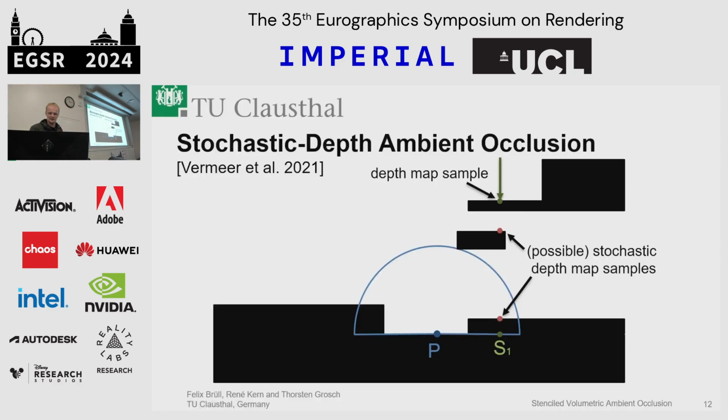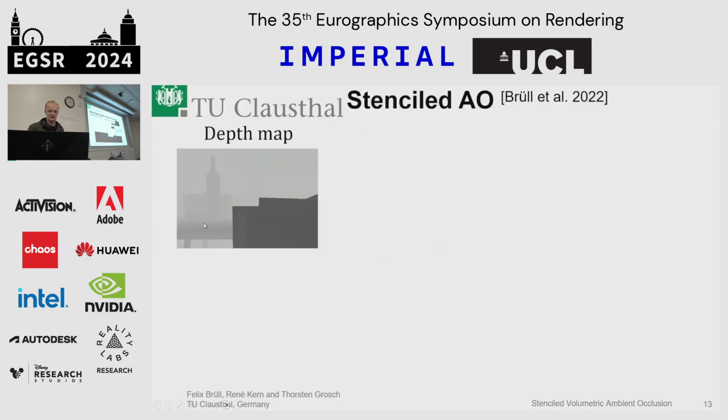So we compute ambient occlusion with this. And in that case, the shadow wouldn't disappear anymore. However, one problem is that creating such a stochastic depth map is really resource intensive, it requires a lot of bandwidth. So 2 years ago at this conference, I also presented a way to optimize this.